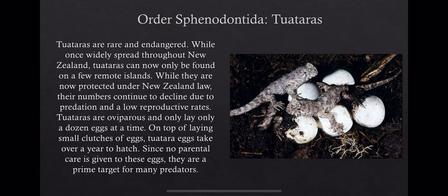They have very low reproductive rates and a very high level of predation. So like most other reptiles, they do not use any type of parental care once they lay their eggs. But their eggs are only laid in about a dozen eggs at a time, and they take over a year to hatch. So imagine a very small number of eggs laying in one spot for a very long period of time with no parental care looking after those. They become a really prime target for predators, and that results in a very low reproductive rate for the tuatara, and they are really being outcompeted and dying off in the wild.